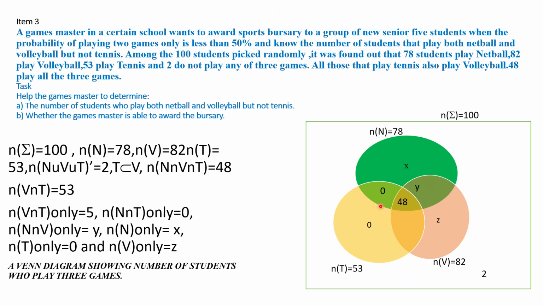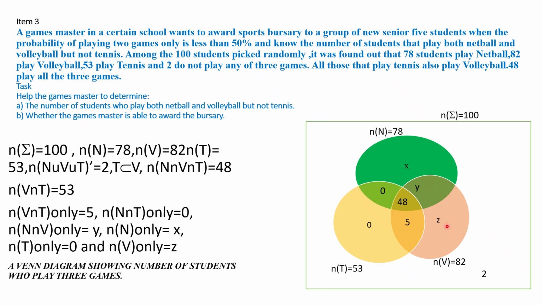Also here I'll come and say that those who play tennis and volleyball and tennis and netball only are 0, and those who played tennis only is 0. Then, of those who play 78, let those who play netball only be X, let those who play netball and volleyball only be Y, and those who play volleyball only be Z.